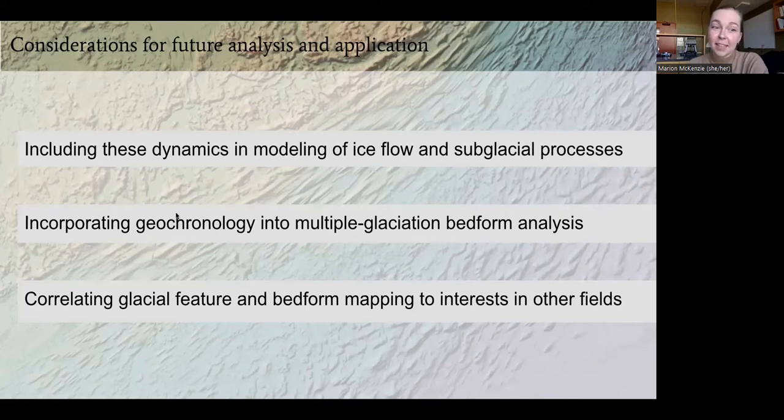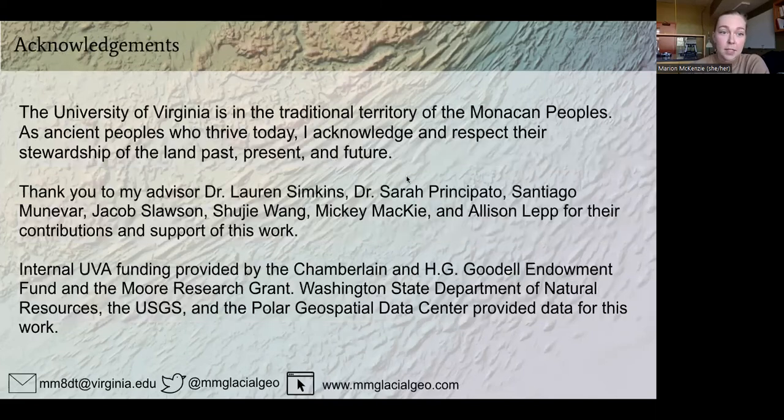And I've also been thinking a lot about incorporating geochronology into bed form formation, especially of bed forms that are created through multiple glacial cycles. And then thinking about correlating glacial feature and bed form mapping to interests in other fields, such as nutrient transport, understanding just different dynamics across fields. So if you have ideas about this or think about glacial features in any way, I would love to chat with you after this as well.